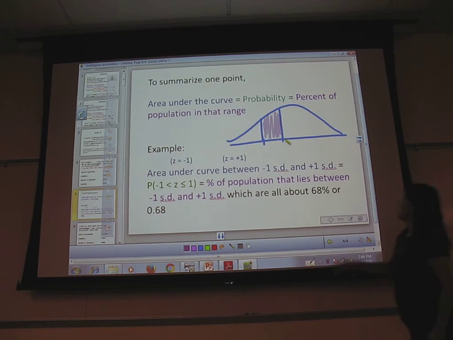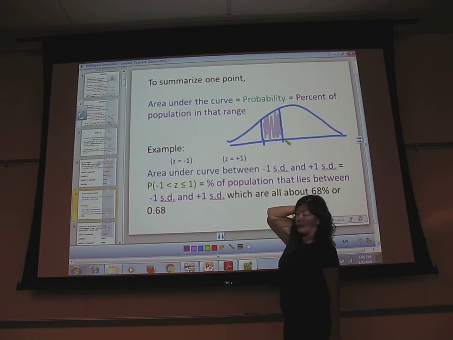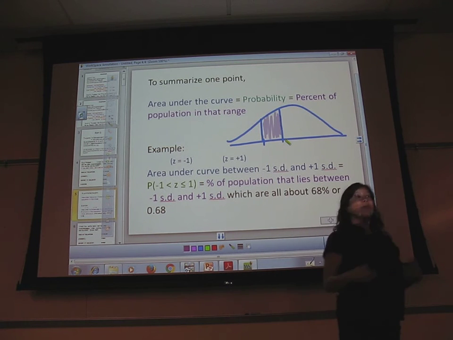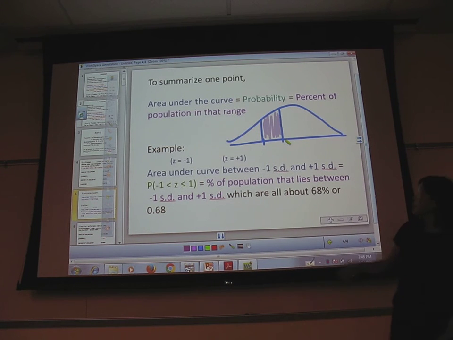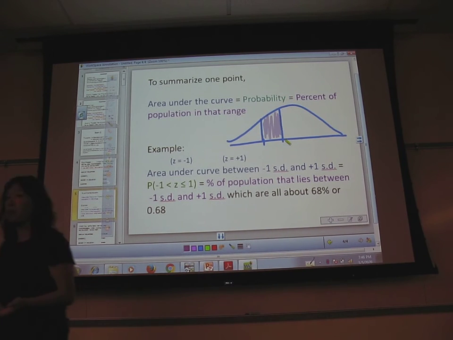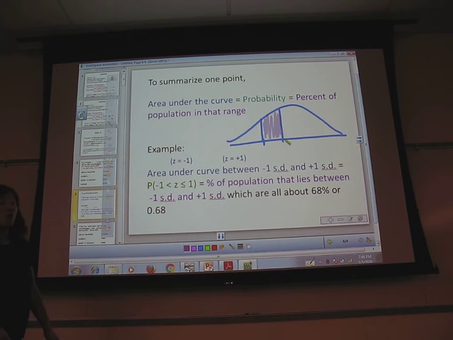So that area under the curve between these 2 values is the same thing as the probability of someone being between these 2 values, which is the same thing as the percent of population that lies between these 2 values. Those all represent the same thing. If you add up all the area under the curve, what do I get? 1, good. If I add up all the probabilities in a distribution, what do I get? 100% or 1? 100%, which is 1.